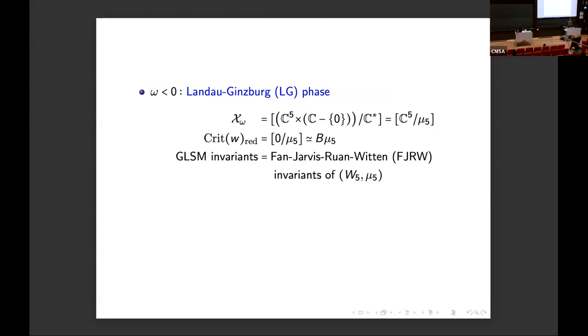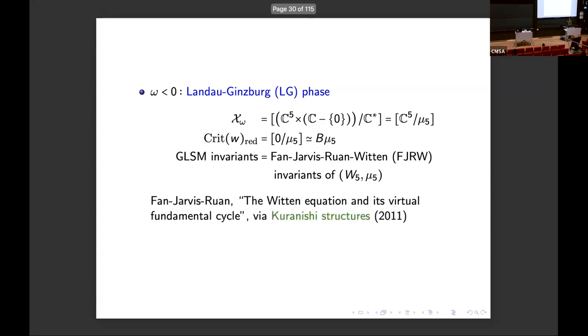And in this case, GLSM invariants are the Fan-Jarvis-Ruan-Witten (FJRW) invariants of the degree five Fermat polynomial in five variables with the finite group mu5. The first constructions of these invariants are due to Fan, Jarvis and Ruan in their paper. These are actually virtual counts of solutions of the Witten equation. And their construction of the virtual fundamental cycle was first done via Kuranishi structures too.